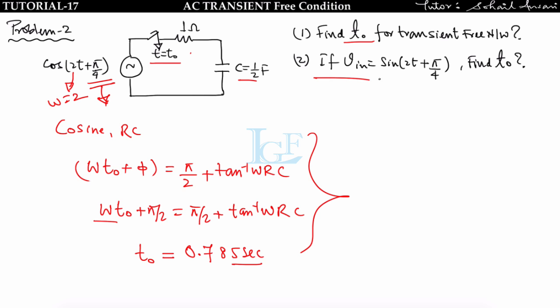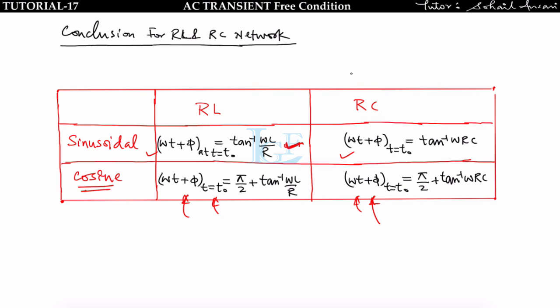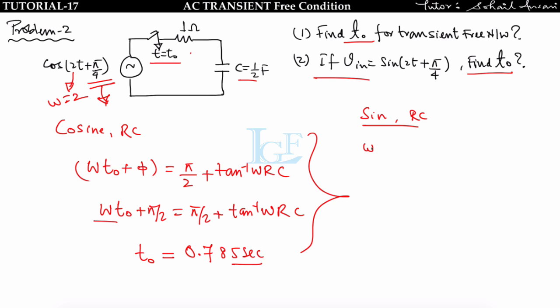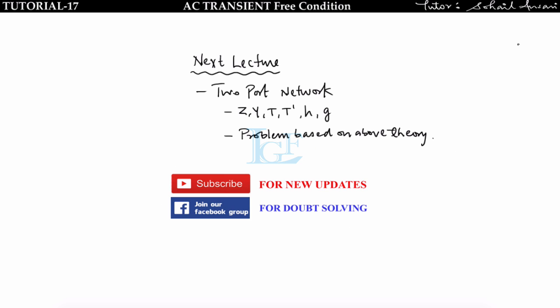Now the second question is saying if input voltage is sin 2t plus 5 by 4, then find T naught. What is the excitation? Excitation is sinusoidal, and we have to find the T naught in RC circuit. See the formula. Excitation is sinusoidal and the circuit is RC, so we have to apply this formula: omega t plus phi is equal to tan inverse omega RC. So apply this omega t plus phi. Finally T naught you will get 0 second. Means if you close the switch at t is equal to 0, then you will make this circuit transient free. So that's all about this lecture.